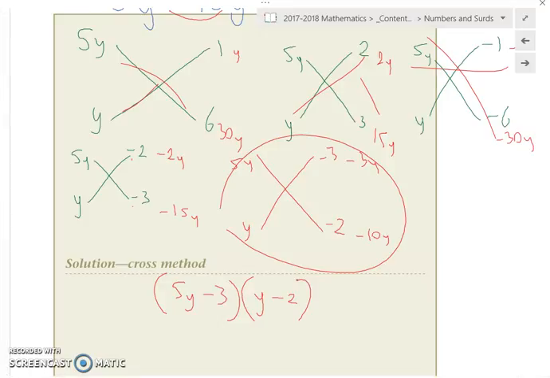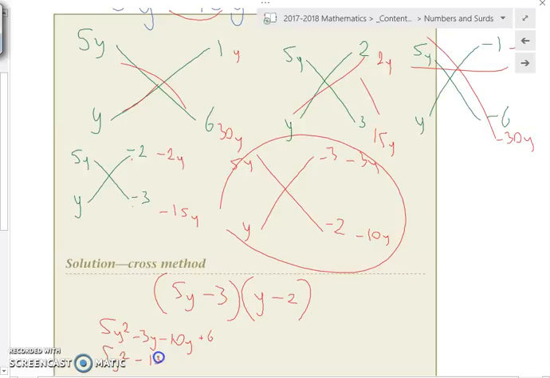If I did the FOIL method for this, I would get 5y squared minus 3y minus 2y, minus 10y plus 6. 5y squared minus 13y plus 6. Yep, that's the question. So that is a good way to double check. You can always expand it again just to see, if you're not sure whether you did it right. Does that make sense? Awesome. Now that is the cross method.